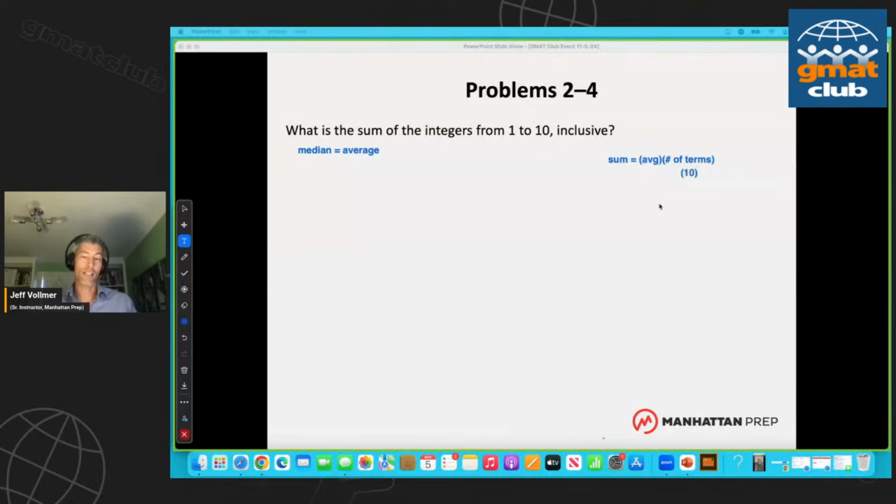1, 2, 3, 4, 5, 6, 7, 8, 9, 10. There's 10 terms there. And what is the average value of them? Well, you could find the average a couple ways. One way, though, is to think about, well, what would the median value be from 1 to 10?